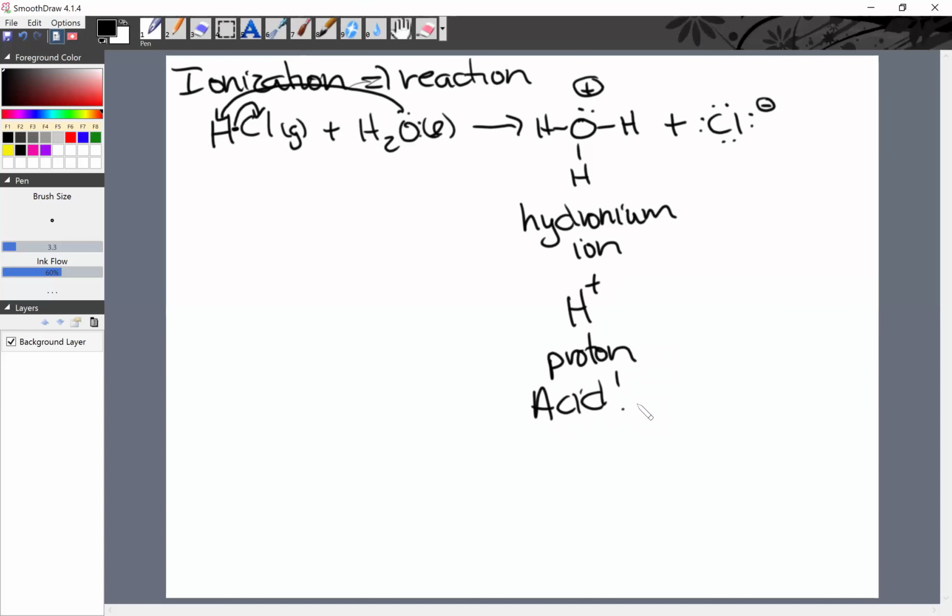So ionization reactions, it did not start ionic, but it ended with ions. And if it ends with ions, it can conduct electricity. All right. When are you going to use your ionization reactions? Anytime it is molecular.